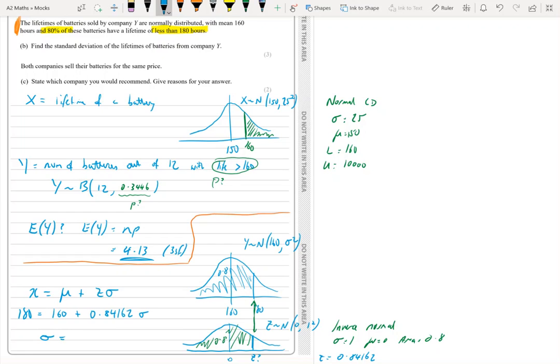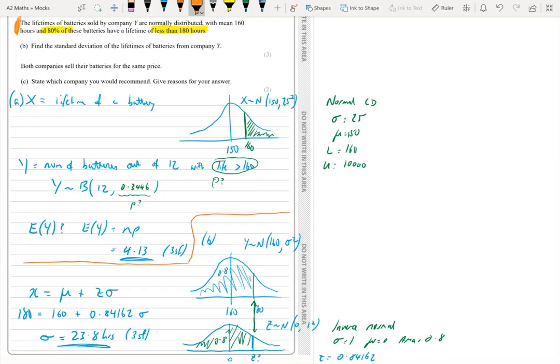so you can quickly rearrange that and solve it to get sigma equals 23.8 hours to 3 significant figures. Remember, 3 significant figures is always good in statistics. Okay, so let's label that we've done part A, and down here is where we started part B, which we've just finished.